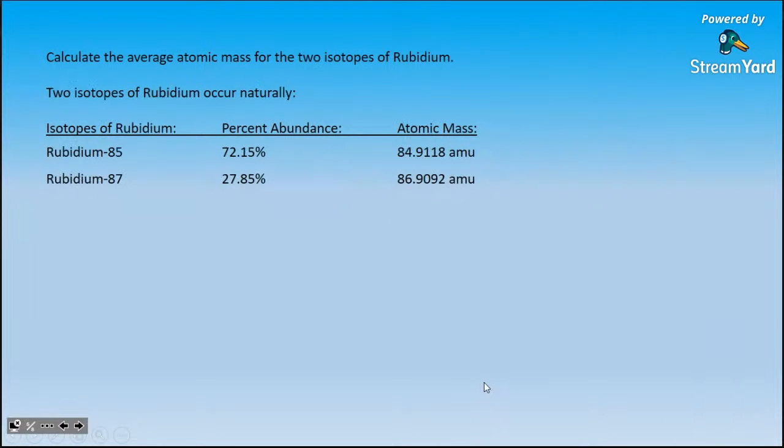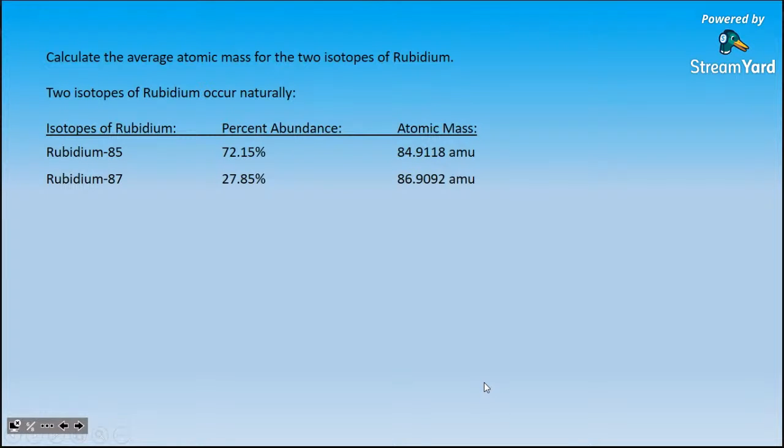So let's take a look at the second one. This is rubidium. There's 2 isotopes for rubidium, rubidium-85 and rubidium-87. Their percent abundances of 72.15 and 27.85 respectively. And we can go through the math again.